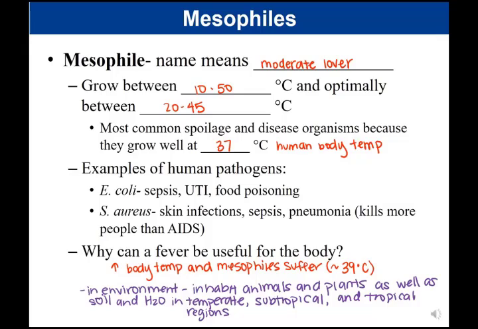So in the environment, it'll inhabit animals and plants, as well as soil and water in temperate, subtropical, and tropical regions. So basically where the temperature is warmer. And so again, mesophiles are going to be the majority of medically significant microbes.